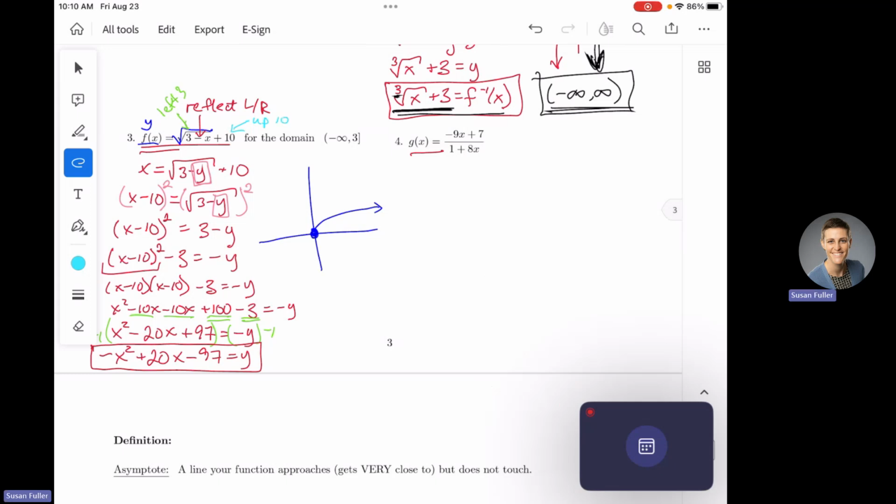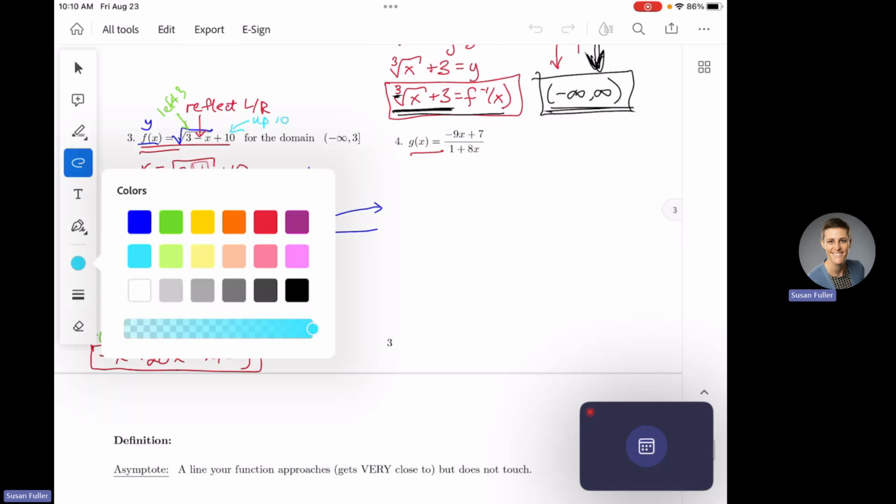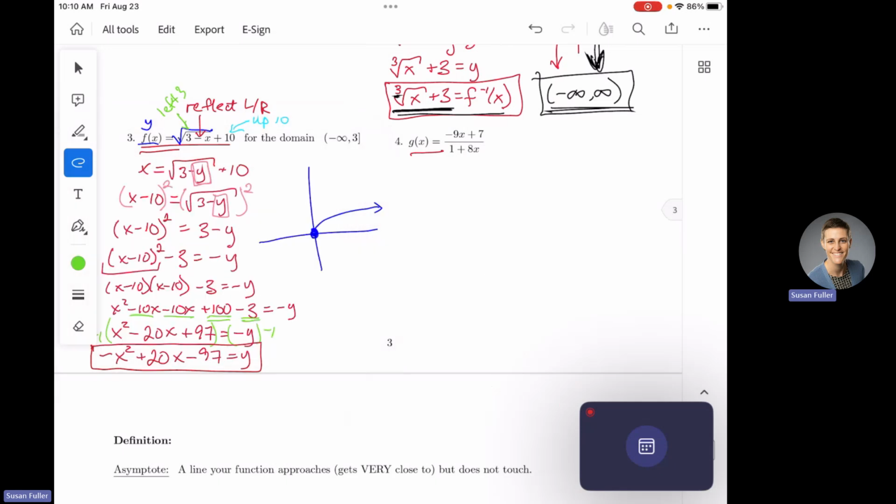And remember, when we are doing graph transformations, order matters. So the first thing that we're going to do is move our graph left and right. So you do horizontal shifts first. The first thing that we're going to do to this base square root function is slide it left 3 units. So I'm going to go 1, 2, 3 units to the left, and I'm going to shift that whole thing over here.